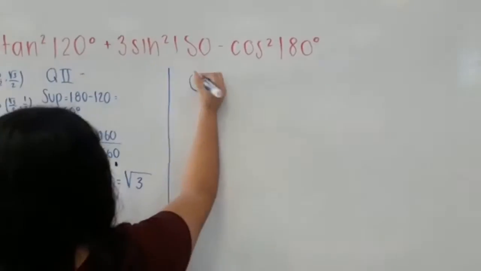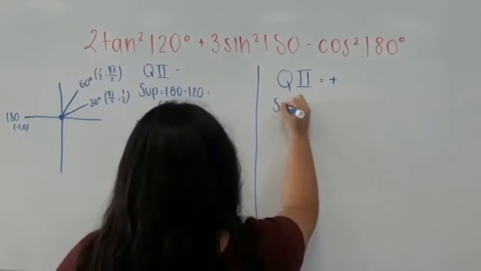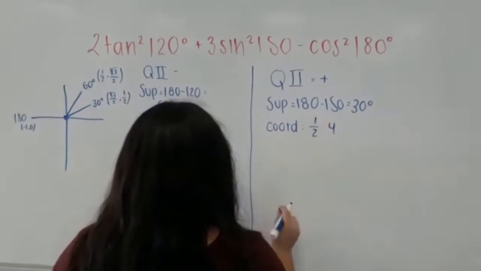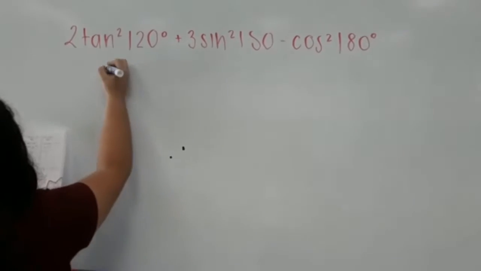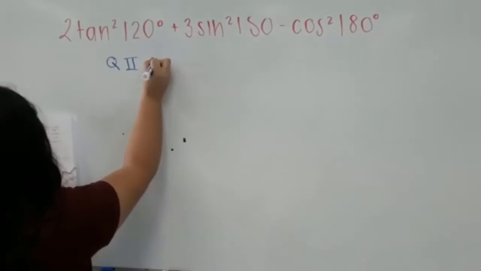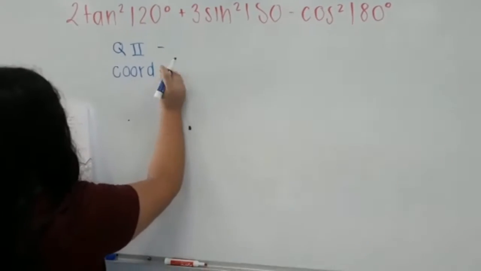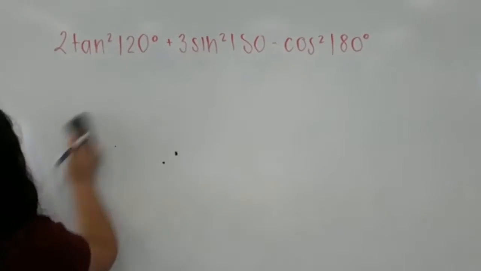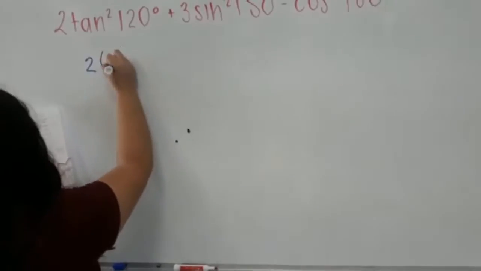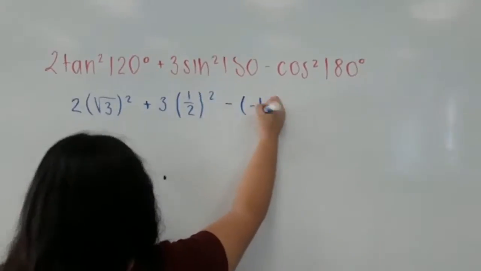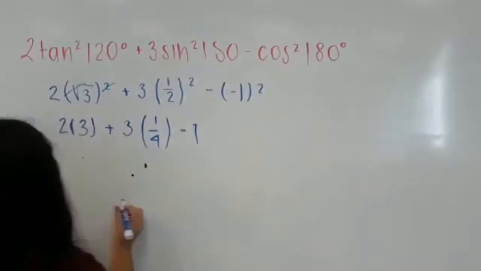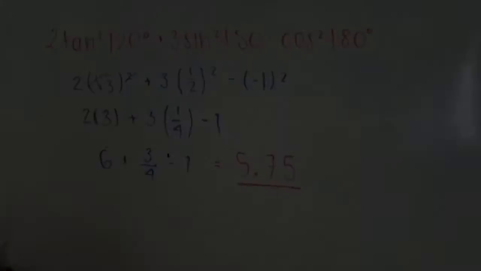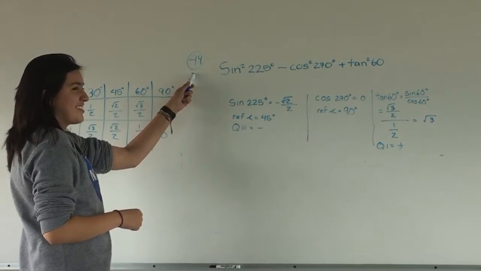The second part, located in the quadrant 2 and positive, we do the same. We replace its supplementary angle, which is 30, and then we substitute it by the coordinate 1/2. The third one is located in quadrant number 2 and it's negative. This is already a supplementary angle and its coordinates are -1. After having all the values, we substitute them in the corresponding operations. Overall equals 5.75. This is the solution for problem 49.